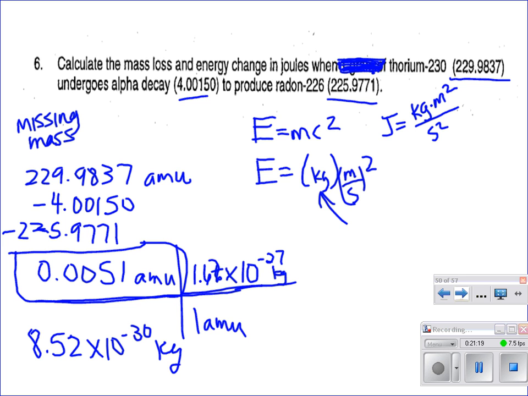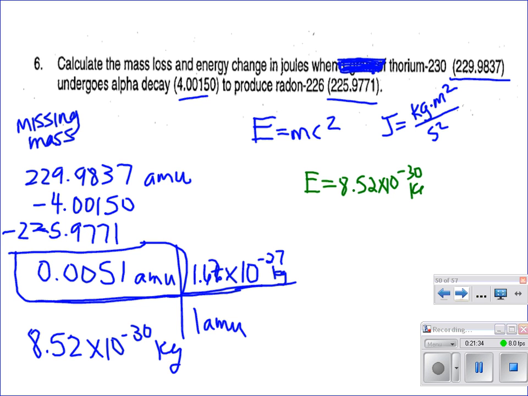Well, there it is. So now what we can do is plug just those kilograms in times the speed of light squared and solve. So E is equal to 8.52 times 10 to the negative 30th kilograms times 3E8 meters per second squared. So that'll give me an energy just in joules. What do we get?